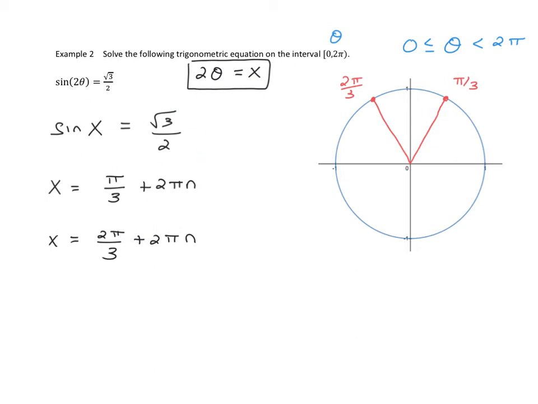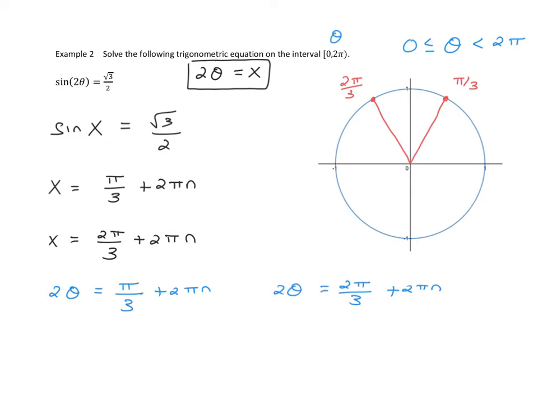Okay, now let's go back a little bit. We weren't solving sine of x equaling root 3 over 2, but we're solving sine of 2 theta equals root 3 over 2. A quick way around this is to just replace x with 2 theta. So I'm just going to substitute it back in and say, well, this is the same thing as saying 2 theta is equal to pi over 3 plus 2 pi n. And 2 theta equals 2 pi over 3 plus 2 pi n. And because we're looking to solve for theta, and here we have 2 theta, well, you can divide 2 to both sides of your equations.